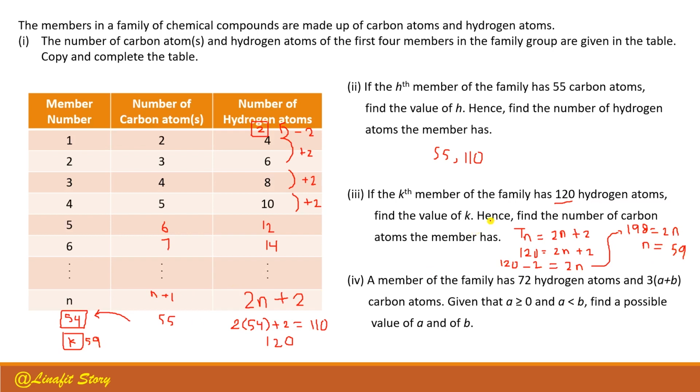Next, hence, find the number of carbon atoms the member has. To get the number of carbon atoms is n plus 1. 59 plus 1 is equal to 60.